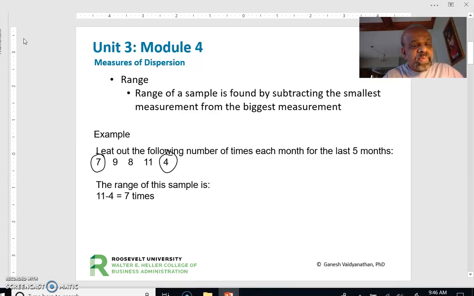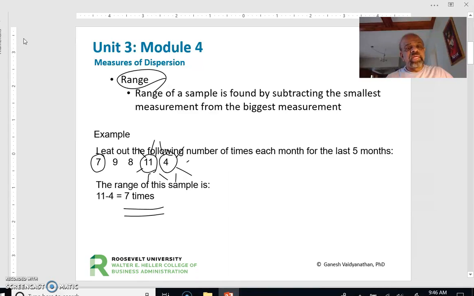The range of the sample basically is the highest number and the lowest number. If I subtract the lowest number from the highest number, I get 7 times. Basically, 11 minus 4 is 7 times, and that is going to be my range. So my range in the last 5 months of eating out is 7 times. That's how I find the range. This is a very simple measurement that I can do.